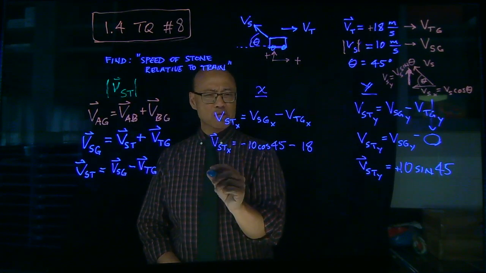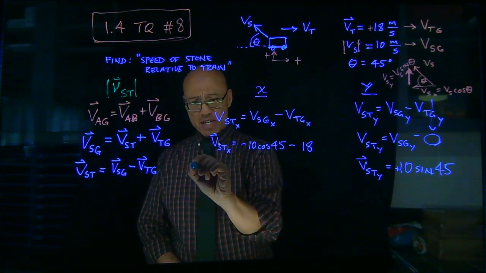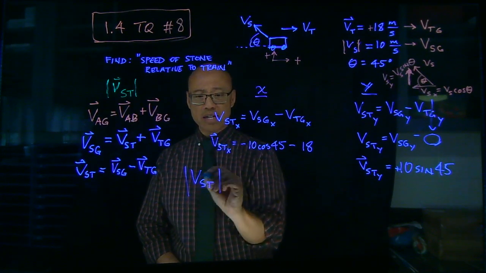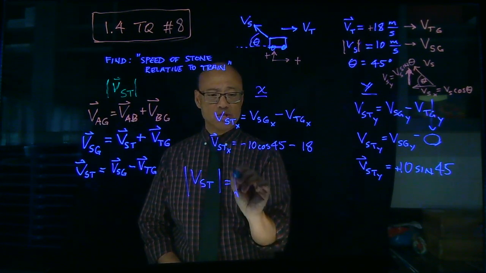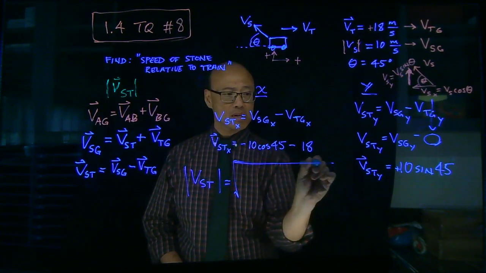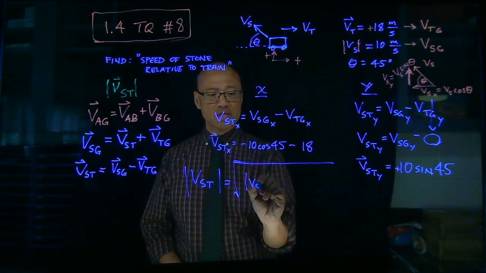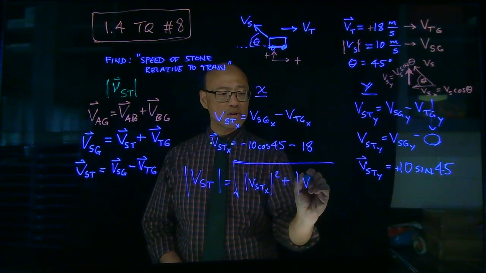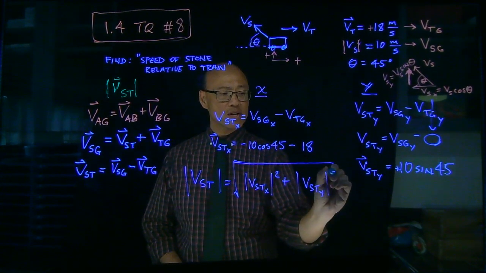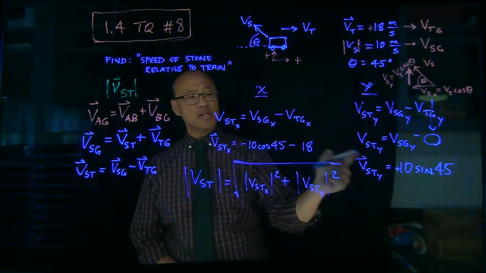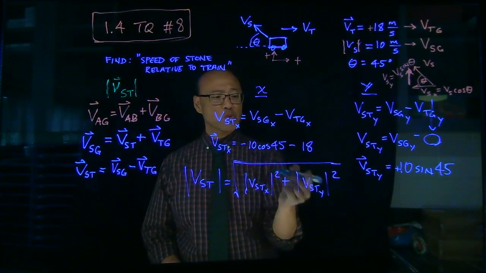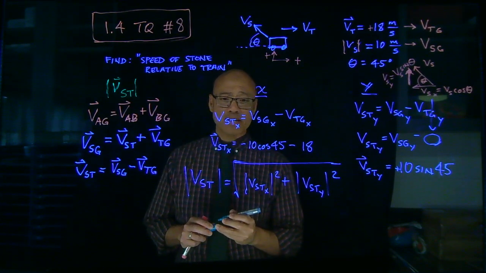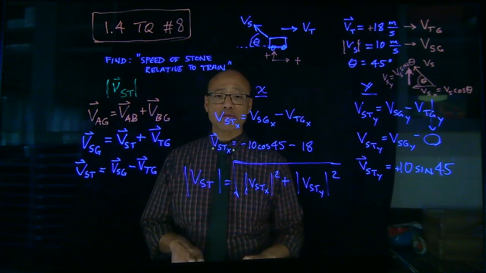So how do you get the actual speed? The actual speed, VST, the magnitude of that vector, is going to be the square root of the magnitude of VST x squared plus the magnitude of VST y squared. So once you have numbers for these, you just square them, add them up. It's Pythagorean theorem, take the square root, and that's how fast the stone is moving relative to the train, the speed.